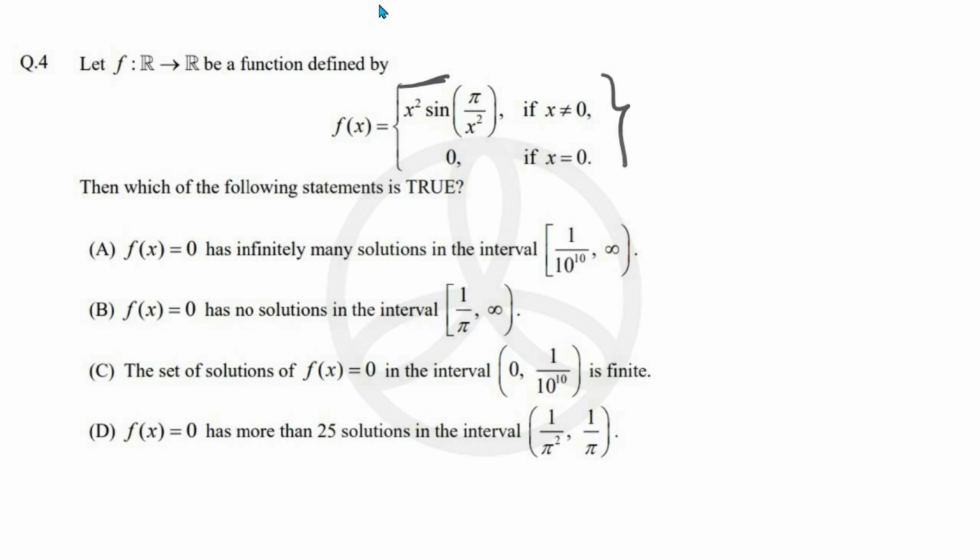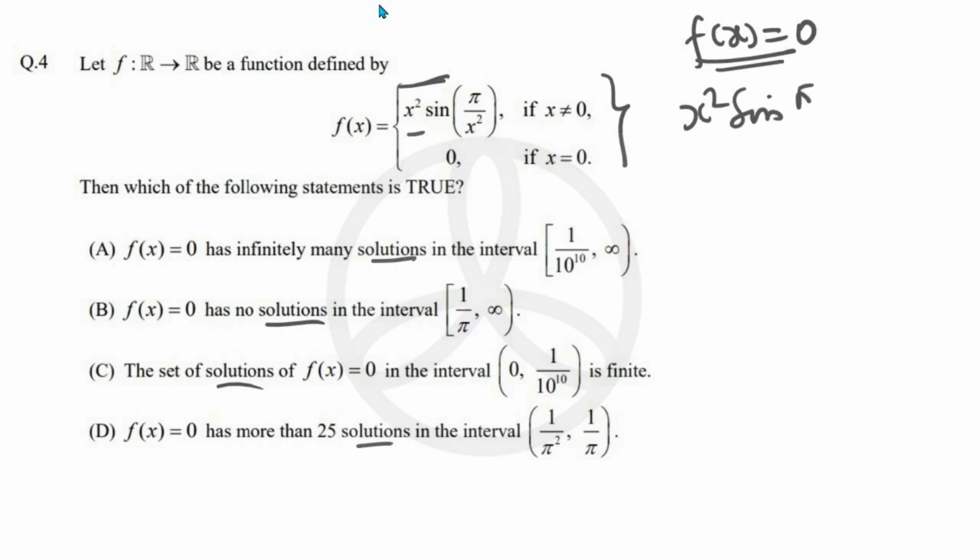First of all, it is saying solutions. A solution is obtained when f(x) is equated to 0, and all the values of x that satisfy this particular equation are known as solutions for this particular equation. Now, in this case, f(x) is equal to 0 when we equate x square sine(pi/x square) to 0. This will give sine(pi/x square) is equal to 0.